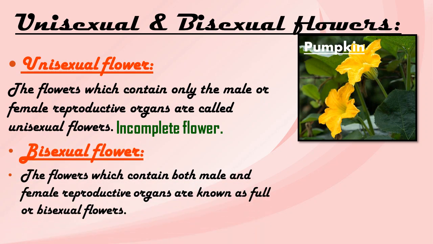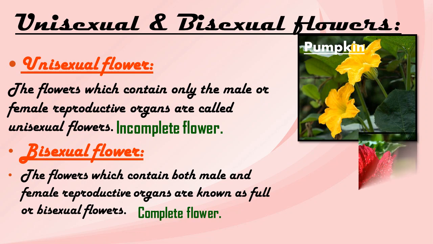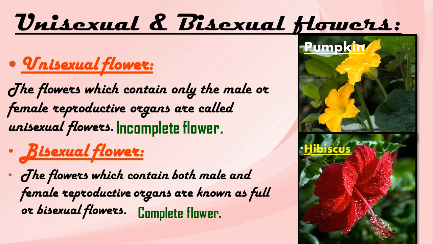And a bisexual flower means a flower which contains both male and female reproductive organs. That means both androecium and gynoecium in one flower. It is known as a bisexual flower, and it is also called a complete flower. Why? Because both the reproductive organs, male and female, androecium and gynoecium, are present in one flower. For example, hibiscus.